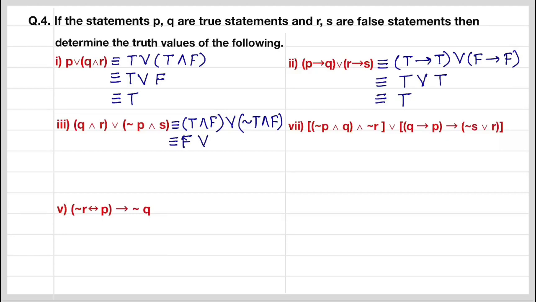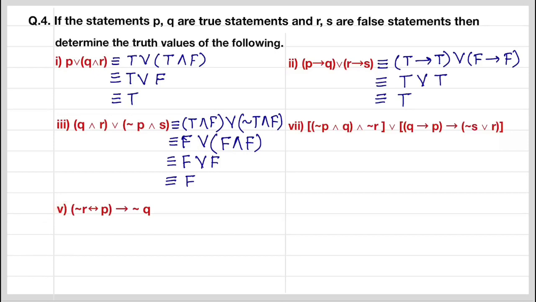T and F is equivalent to F. Negation of T is equivalent to F. F and F is always equivalent to F. And F or F is equivalent to F. Therefore, the truth value of this statement is false. Okay.